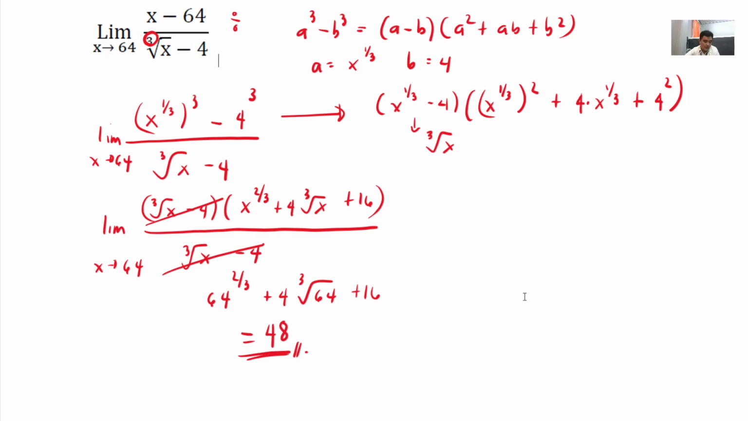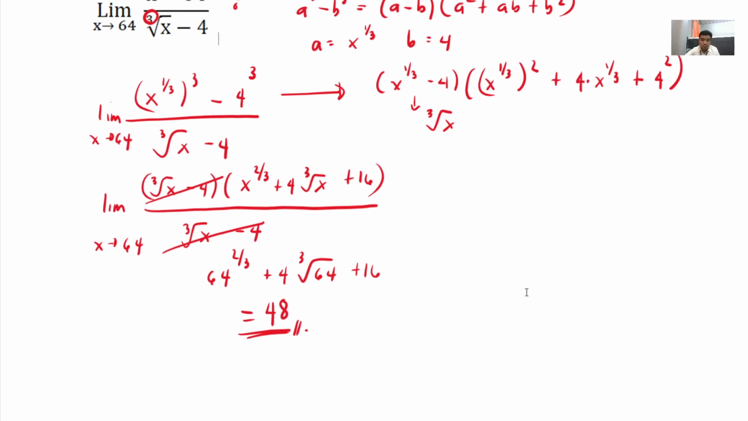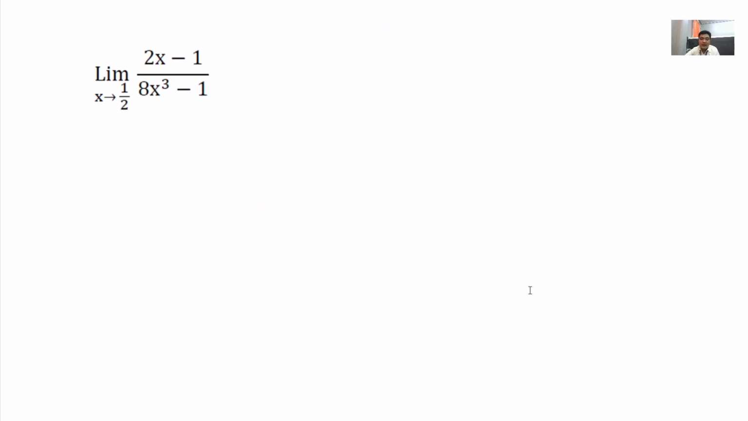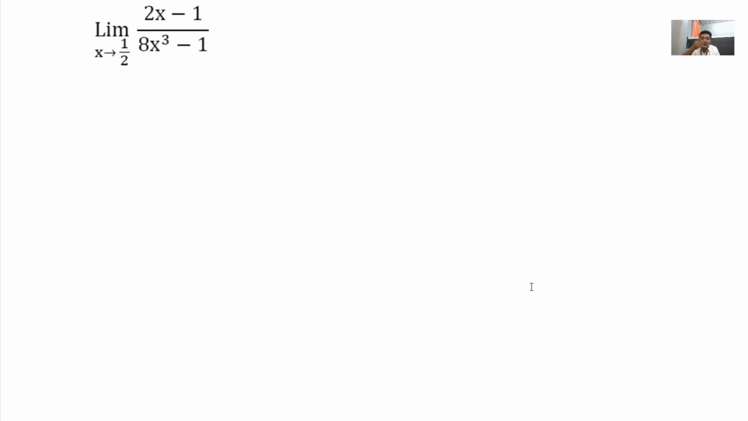Okay? Next problem. Okay, yung ginawa ko sa previous problem, same as here. Kung makikita mo dito, class, by the way, we solve it first. Direct substitute. So 2 times 1/2 is 1, minus 1 is 0. So 1/2 cubed is 1/8. Tama? So 8 times 1/8 is 1, minus 1 is 0. So this is indeterminate. Tama?